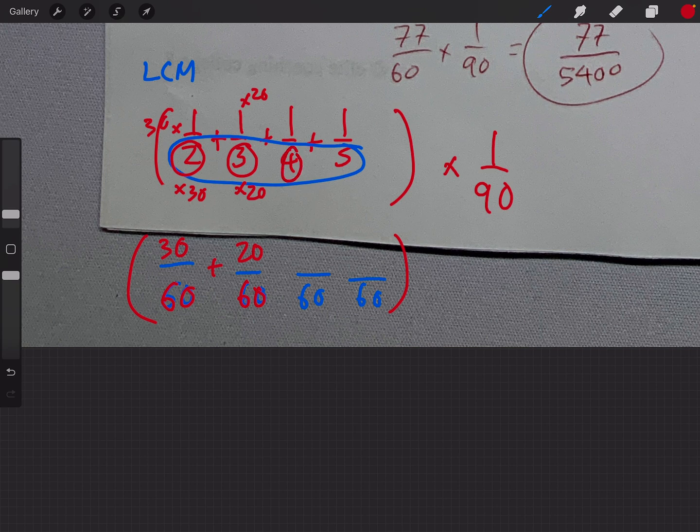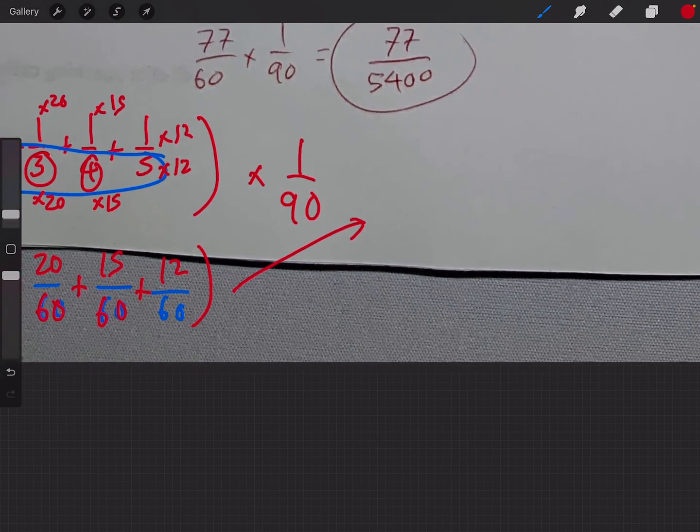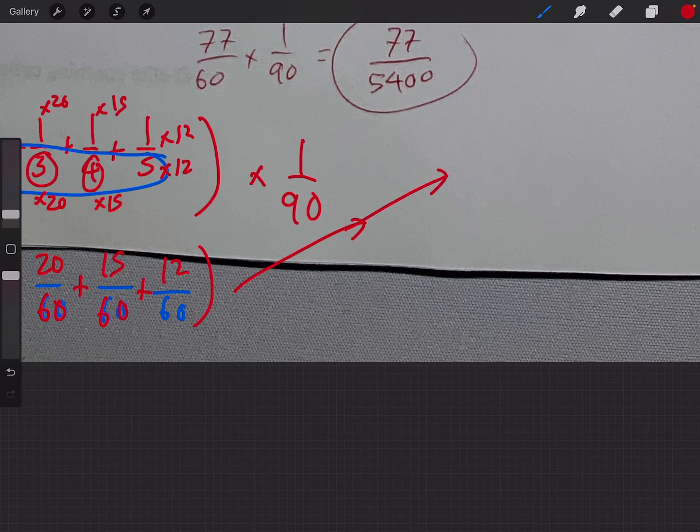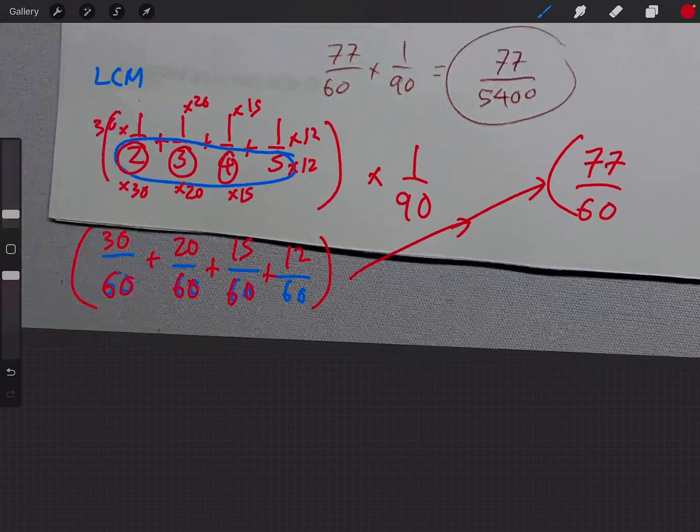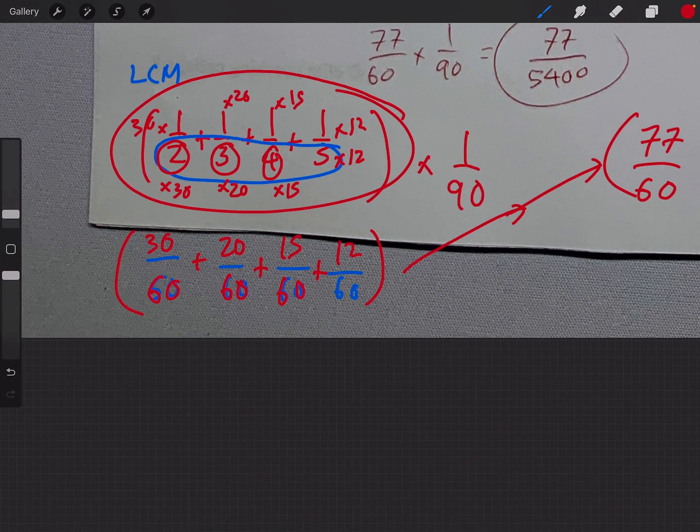To make a 4 into a 60, I must times it by 15, which means I times the top by 15. So that's 15 over 60. To make a 5 into 60, I must times it by 12, and then I get 12 on 60. Add them all together, and you're going to get 77 over 60. So all of this stuff in the brackets, the fractions, it'll be 77 over 60.